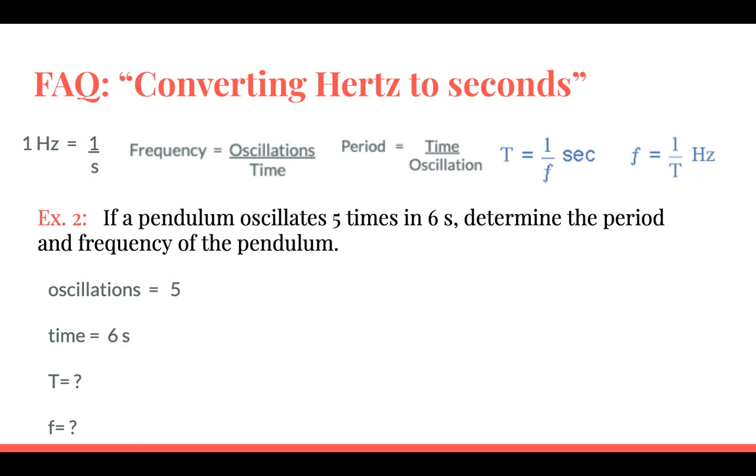The period is the time it takes for one complete oscillation or vibration. The frequency is the number of oscillations that occur per unit time. In this case, we're going to use the definition of what period is, the time it takes per oscillation. To figure out how much time it takes for one oscillation, we have to divide the total number of seconds by the total number of oscillations to get the time per one oscillation.